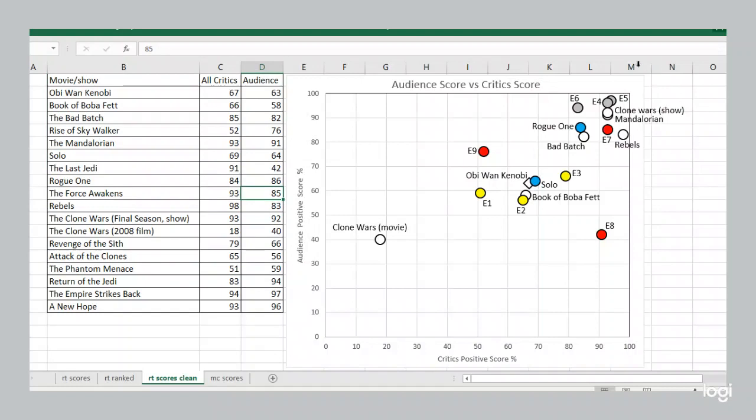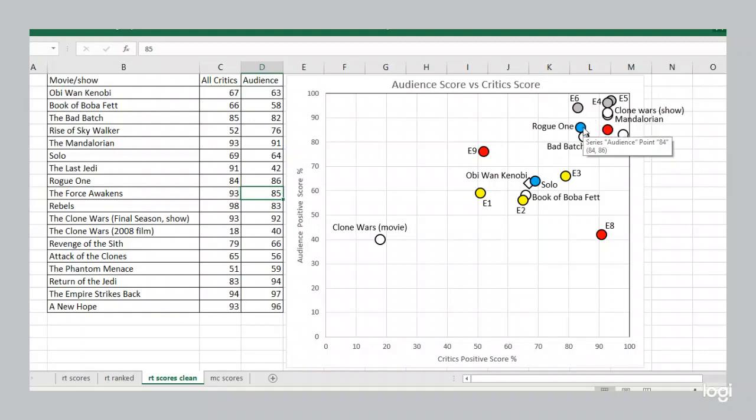So when we look at this core of productions highly ranked by both audience and critics, right in the top spot there, we have episodes 4 and 5, the original two Star Wars films. We have the Clone Wars television show and The Mandalorian right up there with them, right? So these are ranked as something very special by both audience and critics. The last film of the original trilogy, Return of the Jedi, is right here. Audience liked it a little bit more than critics, but still ranked quite high. Rebels and Episode 7, critics liked it a bit more than audience, but both liked it quite a bit.